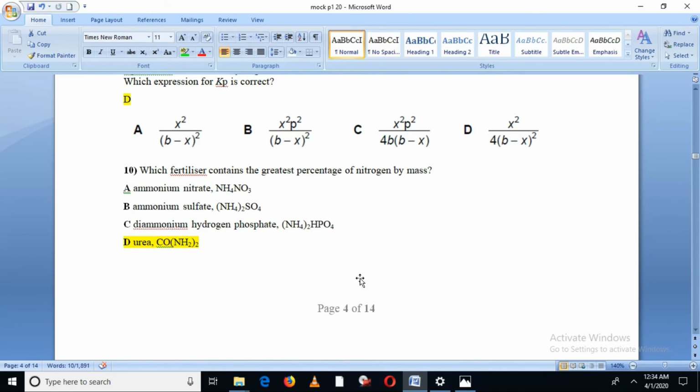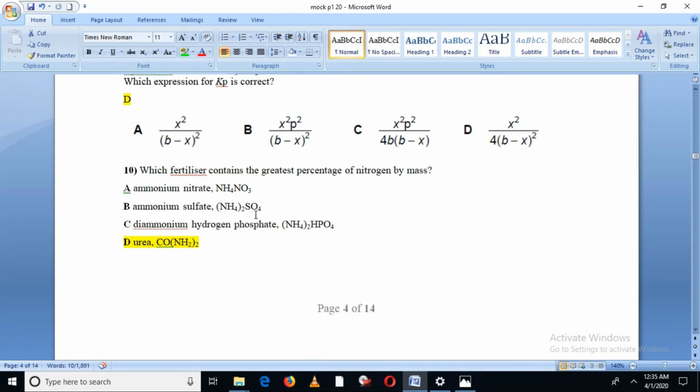Now, coming to the next MCQ, that is MCQ number 10, which fertilizer contains the greatest percentage of nitrogen by mass? There were four nitrogenous fertilizers. This MCQ was simple. This is an MCQ that is also asked in O-levels papers. What you have to do here is find out the mass of nitrogen in each compound and divide it by the molar mass of each compound. By multiplying the whole answer with 100, you would get the answer.